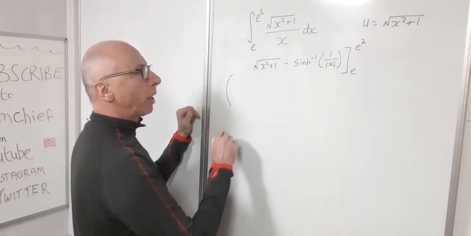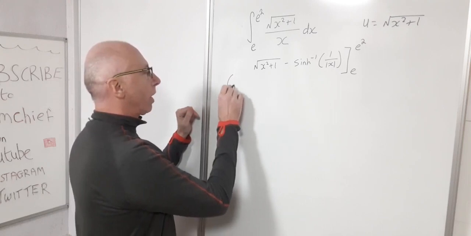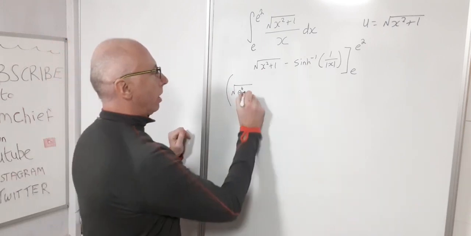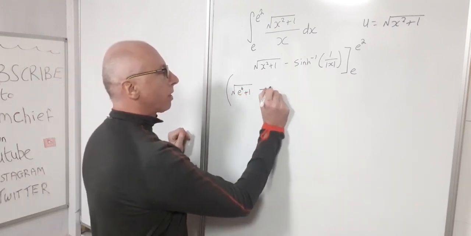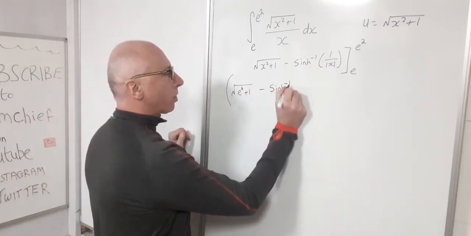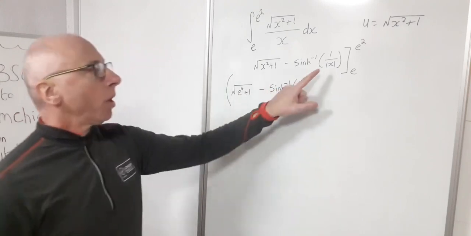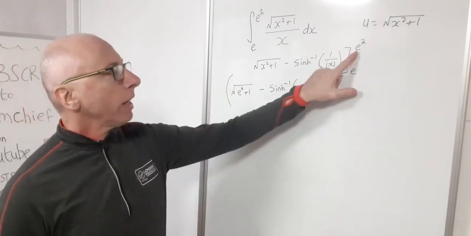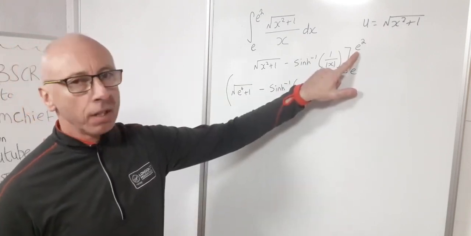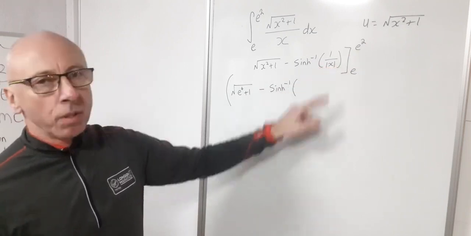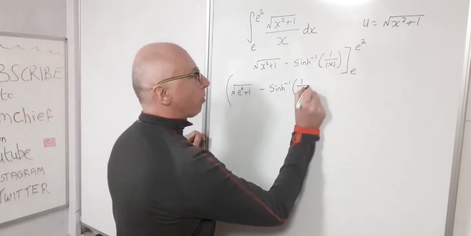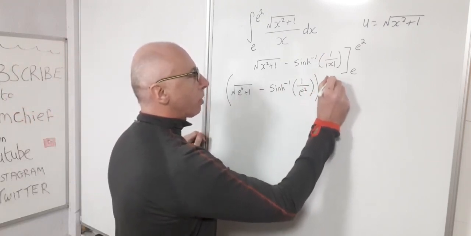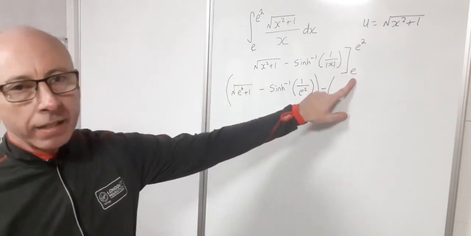So a nice big bracket for my e squared. So now I've got the square root of e to the 4, so e squared squared basically, plus 1, minus arcsinh function. Now here we've got 1 over the absolute value of x, because that's what we had in our algebra there. But here we've got e squared, which we know is positive, so we don't need the absolute value function anymore. So 1 over e squared. And then that's all bracketed, and now we subtract that with the values at e.